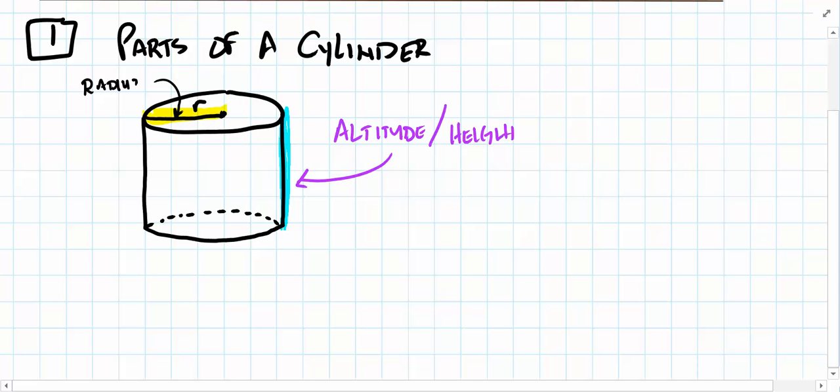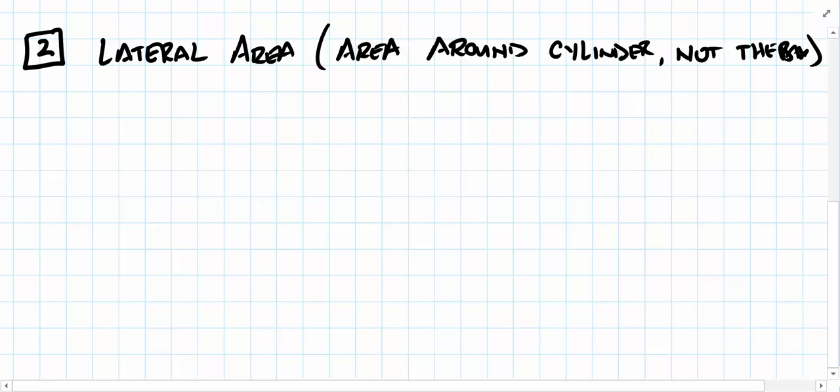So the radius is half the diameter, right? And the bases of the cylinder are circles, right? The base is a circle, and the top and the bottom are circular. Lateral area is the same, not the base. Lateral area is the same as it's been so far for all of our other solids that we've been talking about. It's the area around the figure, not including the bases. That's what it says right there: the area around the cylinder, not the base. I know it's sloppy, but that's what that says, not the base.